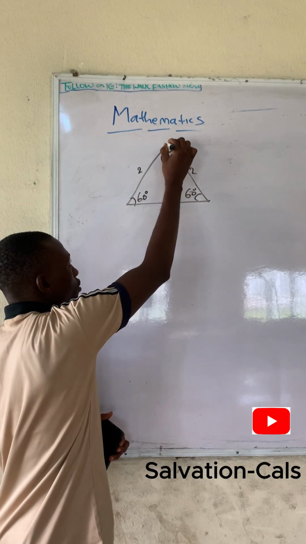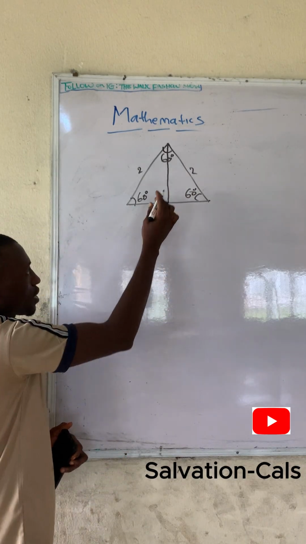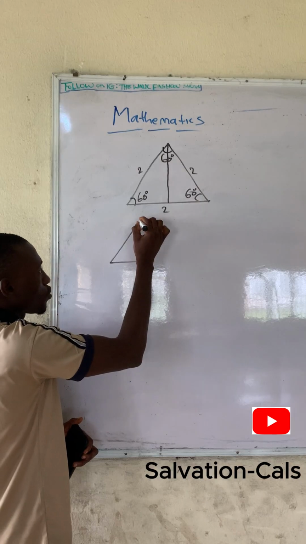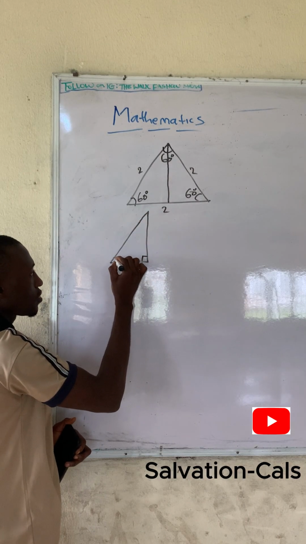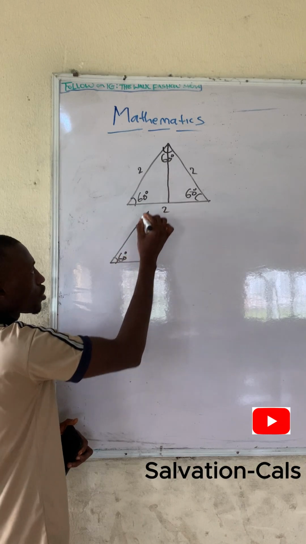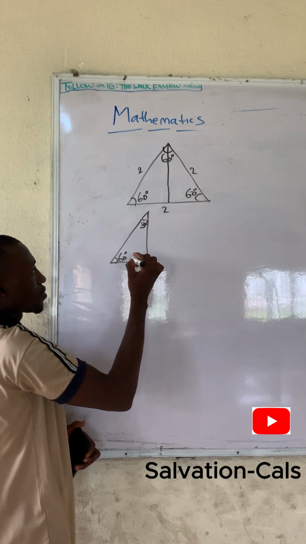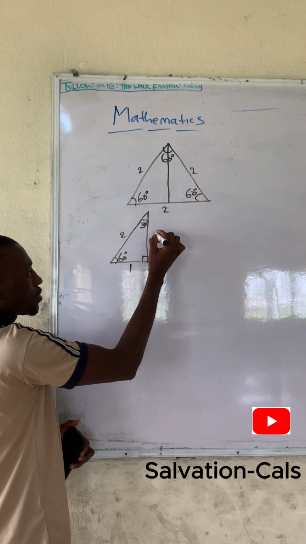So if we divide this triangle into two equal parts, we now have a right-angled triangle, having 90 degrees here. This is 60 degrees, it has not changed. Here has been divided into two, so we now have 30 degrees. Here is 2, here is 1, it has been divided into 2, and this is what?